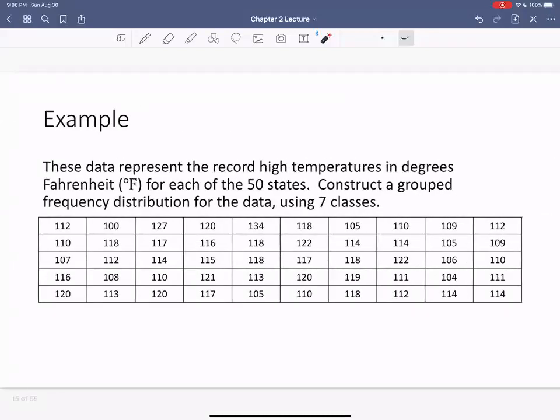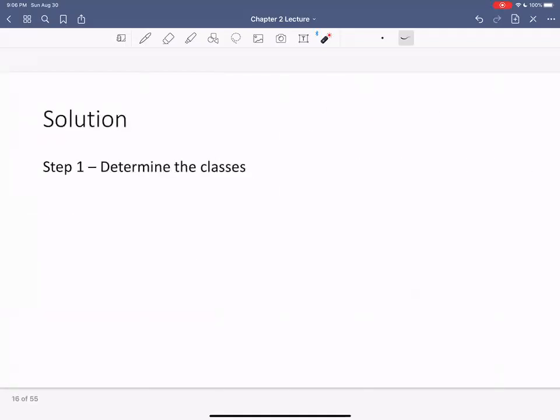Here's our first example. It says these data represent the record high temperatures in degrees Fahrenheit for each of the 50 states. Construct a grouped frequency distribution for the data using 7 classes. So here's all of our pieces of data. You might have to go back to this, so you want to take a screenshot of this or write it down. But I'm going to start breaking some of this data down. So the first thing is to determine the classes.